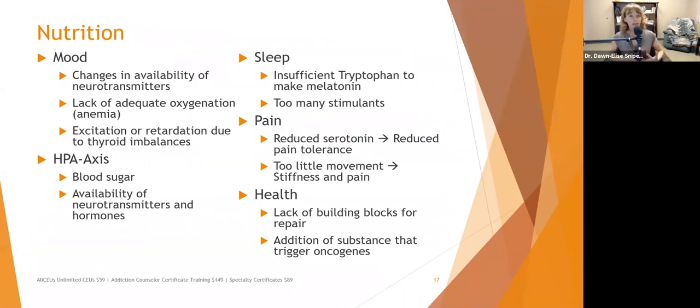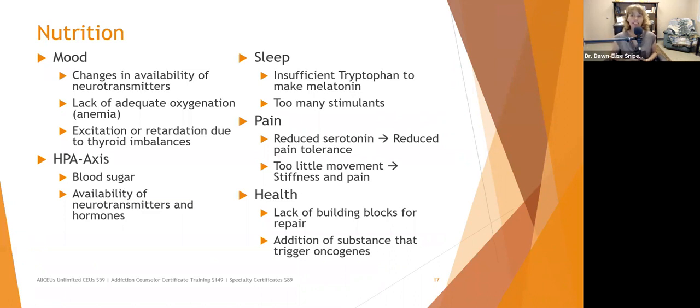It can affect the body's ability to oxygenate. Not only does the heart do it, but if you're anemic, then your blood cells are not carrying the oxygen around like it needs to, and that contributes to fatigue. And people can have excitation or retardation of their psychomotor activities due to thyroid imbalances. The HPA axis can be affected by nutrition because low blood sugar will trigger the HPA axis, and the availability of neurotransmitters and hormones can also trigger dysfunction in the HPA axis.